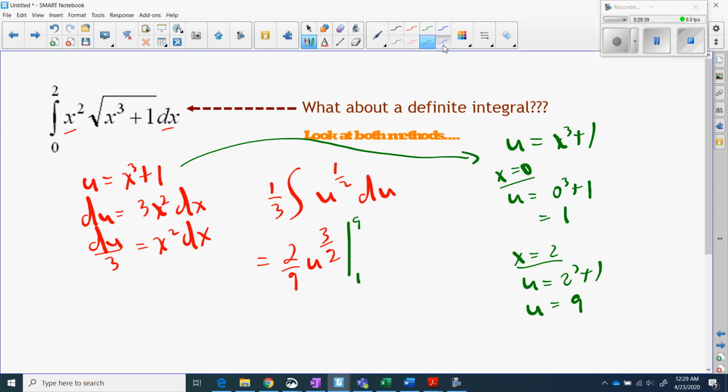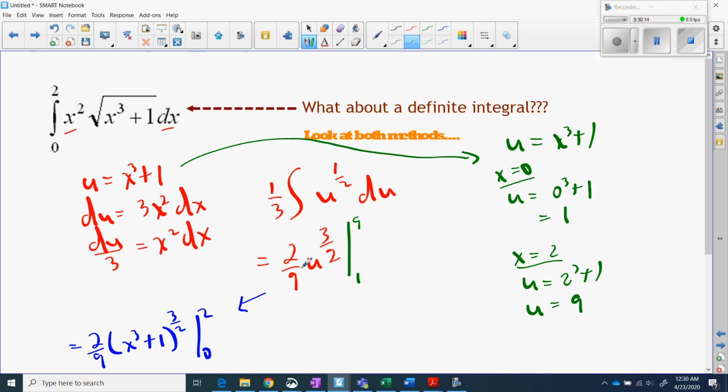The other way to do it is when you get to here, which, to be honest with you, I kind of prefer myself. I just switch back to the x's, 2/9. Instead of u, put x cubed plus 1 to the 3/2. Put your original bounds back in, and away you go from there. It's really the same thing. All you're doing is filling the numbers in within here versus filling them out separately here and then putting them in here. It's the exact same thing. So whichever you're more comfortable with makes no difference whatsoever.